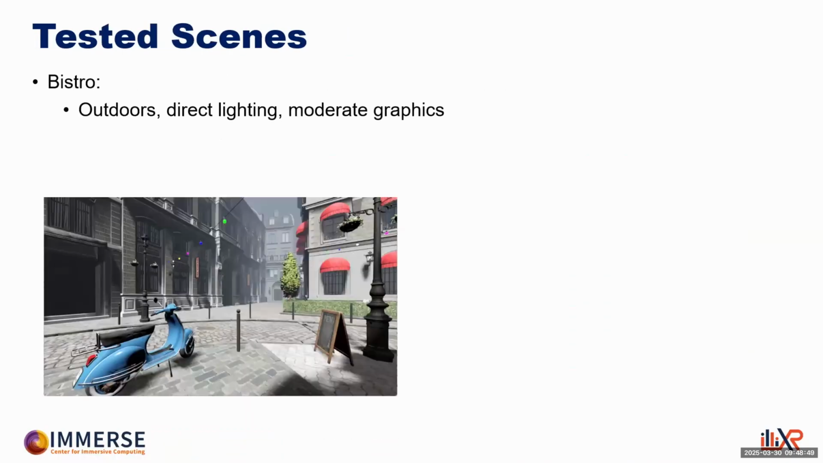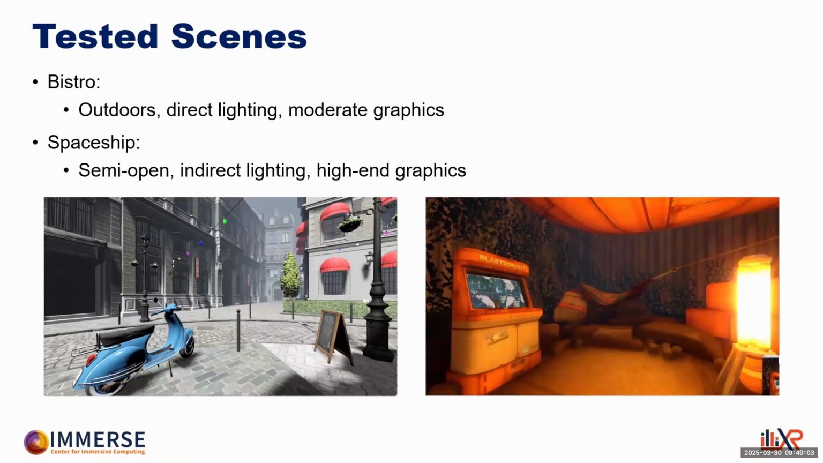So for our scenes, we tested 2 scenes. The first is a popular graphics scene called Amazon Bistro, which is more outdoors. It's shaded mostly with direct lighting, and overall the graphics level is just moderate. And we also found a spaceship scene from the Godot marketplace, which is semi-closed, semi-open. It's shaded with more indirect lighting, so the graphics requirements are a little more high end.